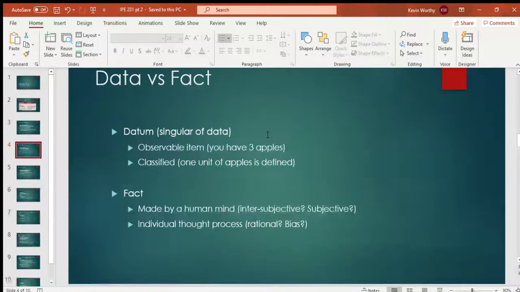A fact is very different because a fact is made by a human mind. So whenever you're talking about a fact, it is intersubjective at best, right? It might just be subjective. You said, well, I believe this to be true. That's subjective, right? If you believe something to be true, you subjectively make that a fact, right?